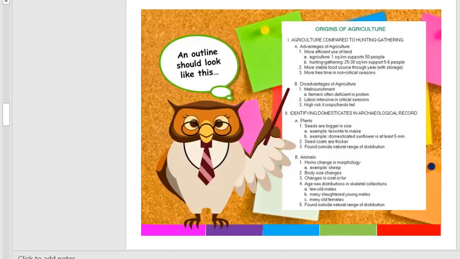Now if you make an outline, it should look like this. Origins of agriculture, for example, as a topic. One is agriculture compared to hunting and gathering, and identifying domestication in plants and animals, and it should be composed of these subtopics. This means an outline should look like this in a research paper.